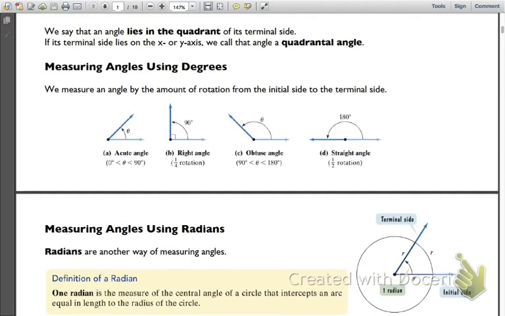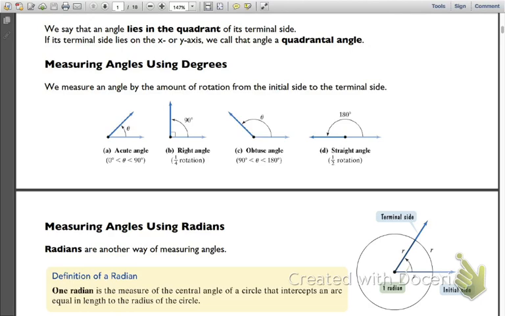Then, this is all stuff that you obviously should know. Measuring angles using degrees. If it's between 0 and 90, it's an acute angle. If it's straight 90, then it's a right angle. Obtuse is above 90 and less than 180. And if it's at 180, it's a straight angle. If you notice, with a right angle and a straight angle, you have a quarter rotation and a half rotation. What do you think a full rotation is going to be? If a half's 180, what's a full rotation? 360, right? It's a full circle. That's basically what we're getting to.